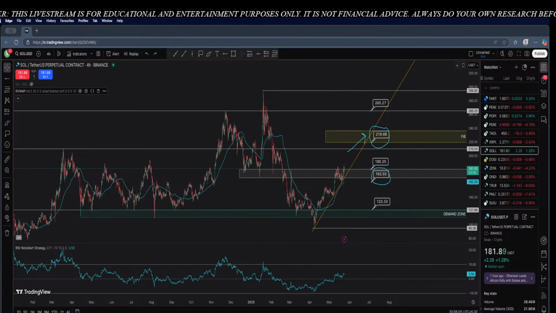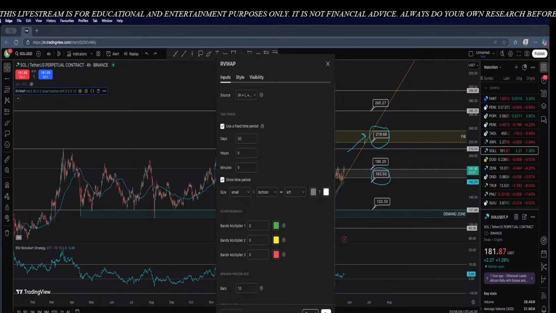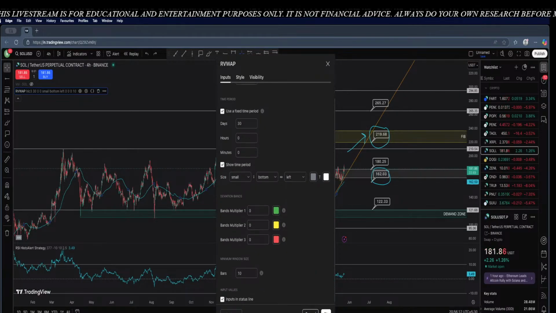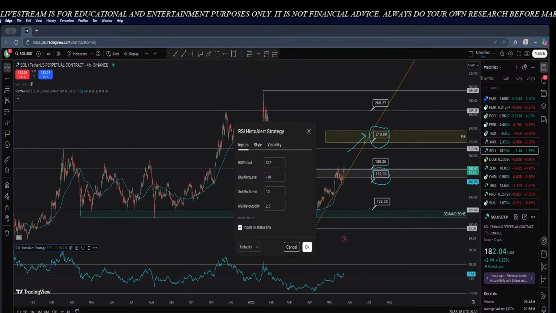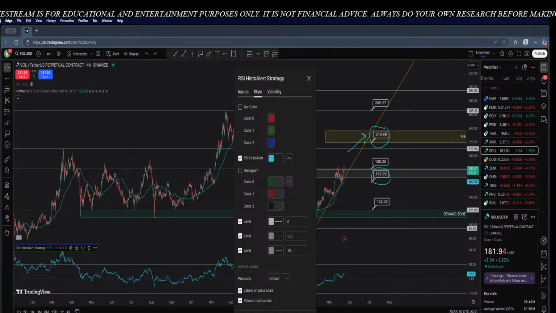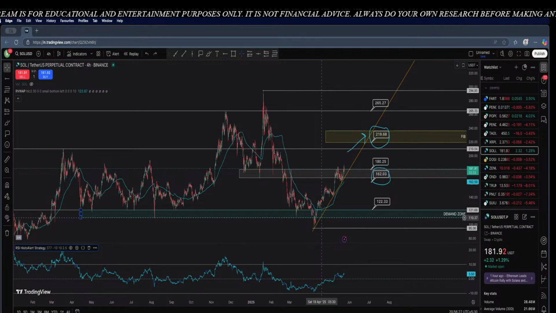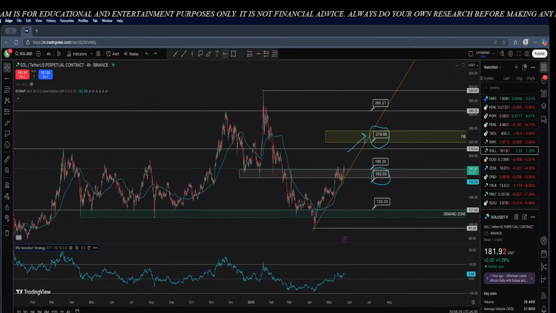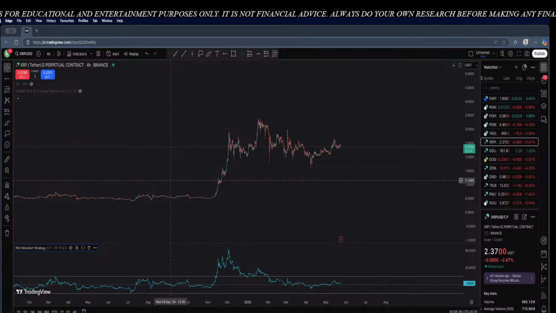All right, so that was Solana, and just use these levels, mark them out on your chart, pause the video. If you're looking at what kind of indicators I'm talking about, this is the rolling VWAP, and these are going to be the settings. You can pause the video and set it up. And this is going to be the RSI histo alert strategy. These are going to be my settings for the display, the appearance. And that's pretty much it. Like to keep things simple and trade accordingly. All right, so that was Solana. Let's move on to the next one, which is XRP.